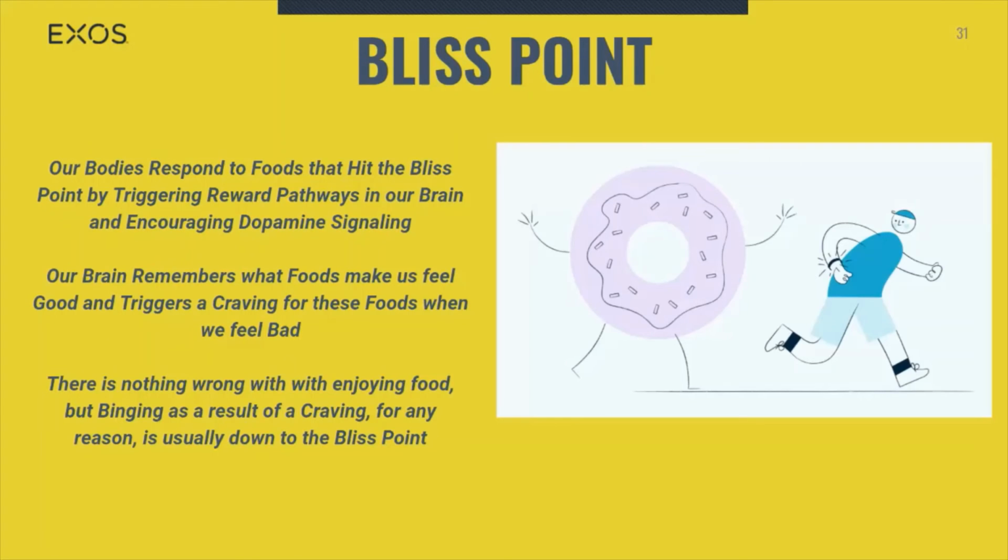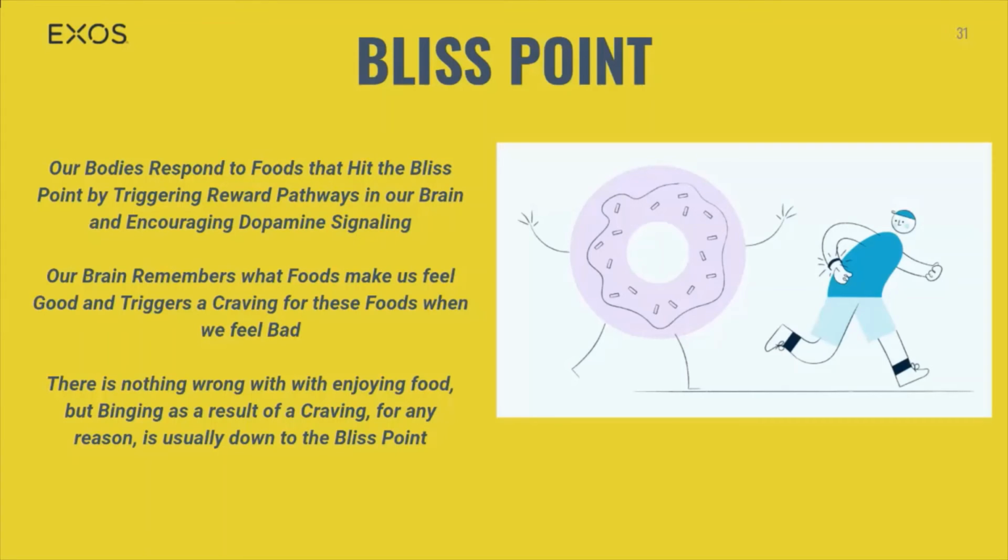So what about bliss point? What's going on when we consume these foods that are engineered like this? Our bodies respond to foods that hit the bliss points by triggering reward pathways in our brain. Dopamine is a neurotransmitter, so basically a chemical messenger in your brain, and that's involved with feelings of euphoria and bliss and motivation and pleasure, for example. The result of this is a feeling of pleasure that acts like a high, and we keep on coming back for more. And this leads to a perpetual cycle of cravings, eating more junk, weight gain, and then of course more cravings.